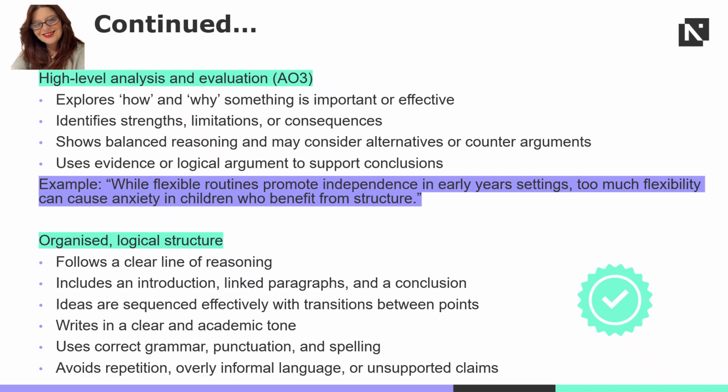This slide focuses on AO3 high-level analysis and evaluation and the importance of clear structure. Strong AO3 responses explore how and why something matters. They weigh up strengths and limitations and use evidence to support balanced reasoning. For example, a student might argue that while flexible routines promote independence, they may also increase anxiety in children who need structure. Equally important is organised logical structure. Top responses follow a clear line of reasoning with effective sequencing, appropriate academic tone, and technical accuracy in grammar and spelling. Together, these elements distinguish the highest level answers.